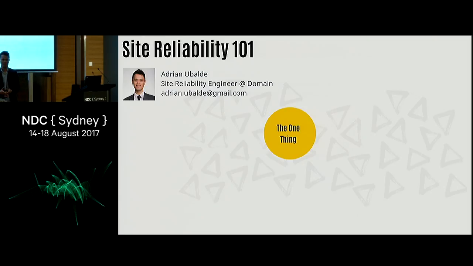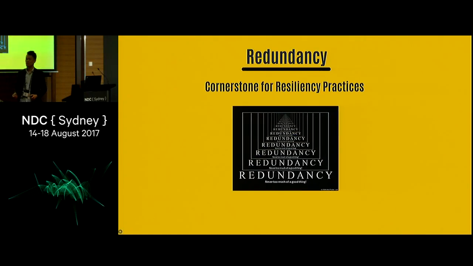So let's dive right into it. There's this one thing about site reliability I'd like for you to take away from this talk. It's that by using the idea of redundancy, you'll be able to build applications that are more reliable and more resilient to things going wrong in production.